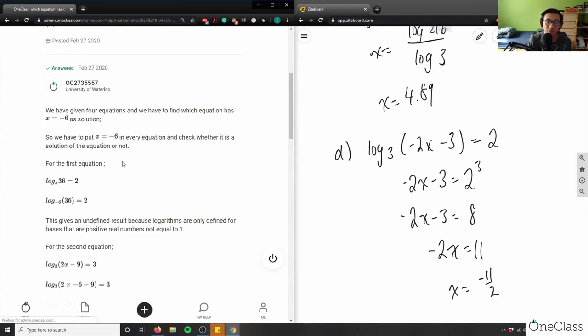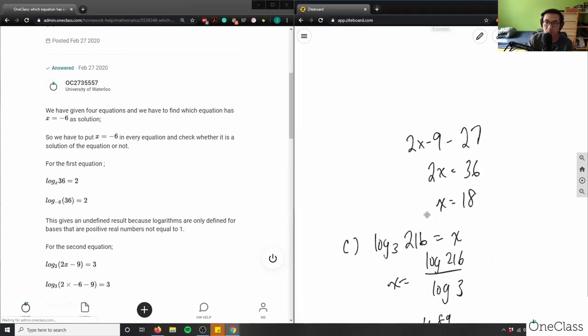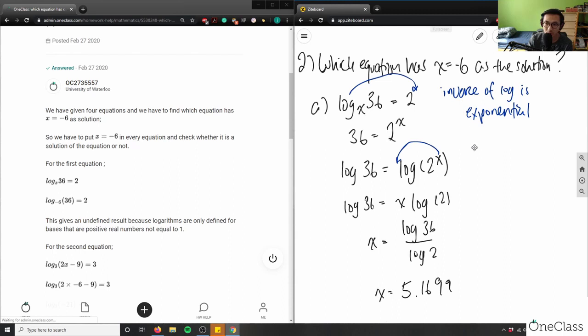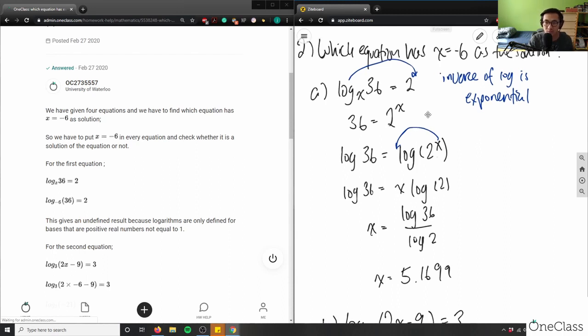So what they did was they actually put x into the solution. So that probably makes more sense for us to do. So for A, they plugged in -6, and this equals 2, right? But logarithms are only defined for positive real numbers, right? So the log base -6 of 36, and again, you're going to get a math error, because you can't take a log of a negative number. So A is definitely incorrect here. That's fine.